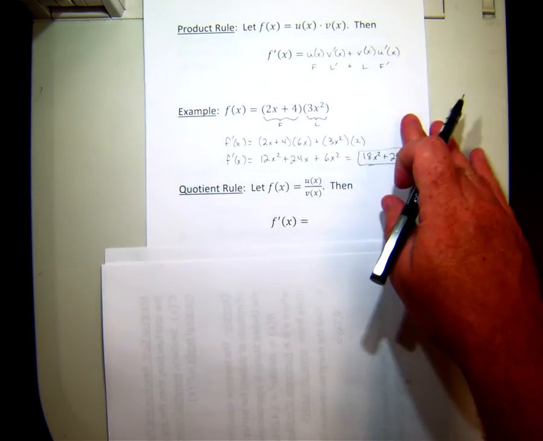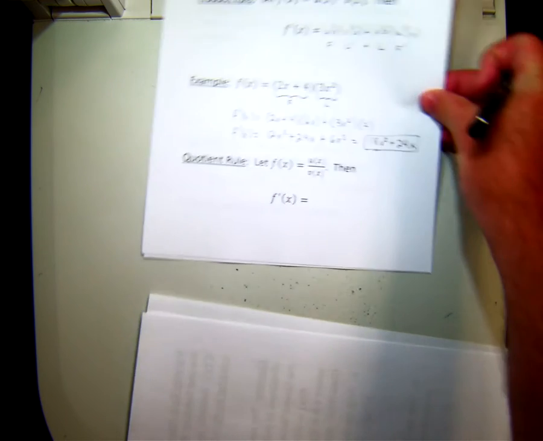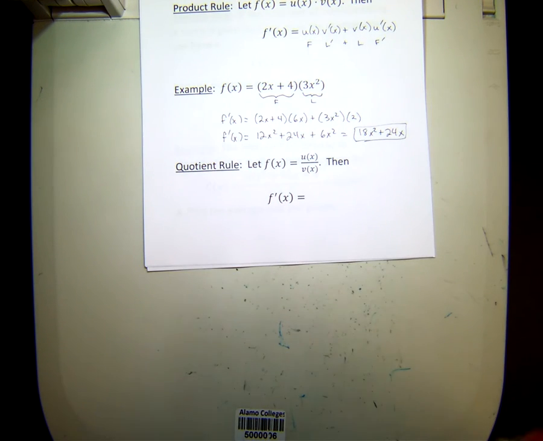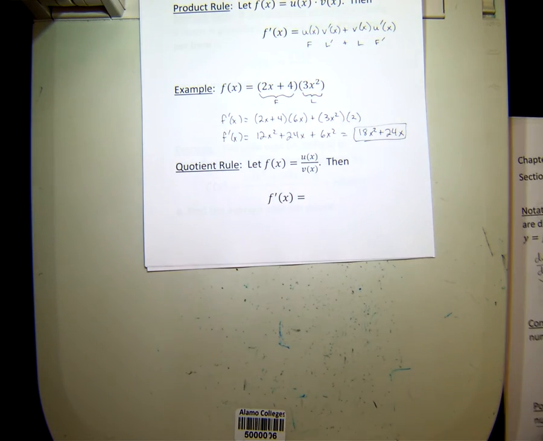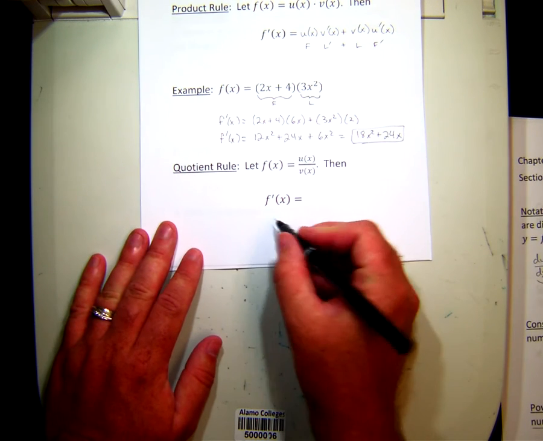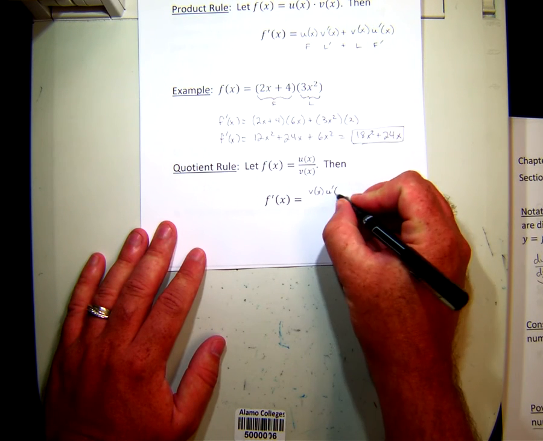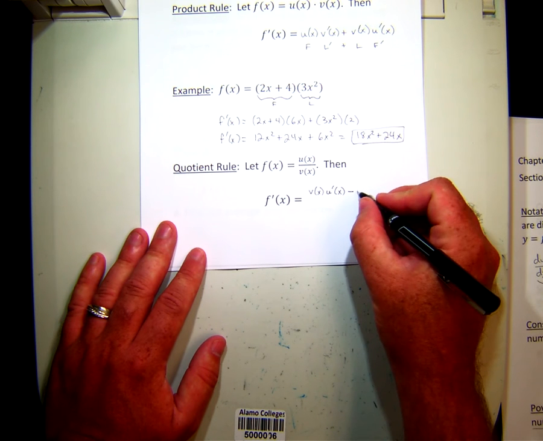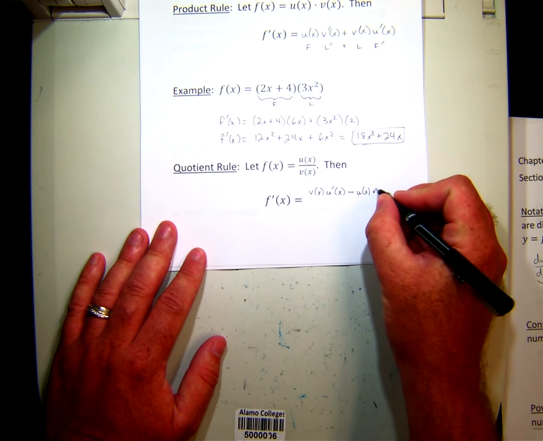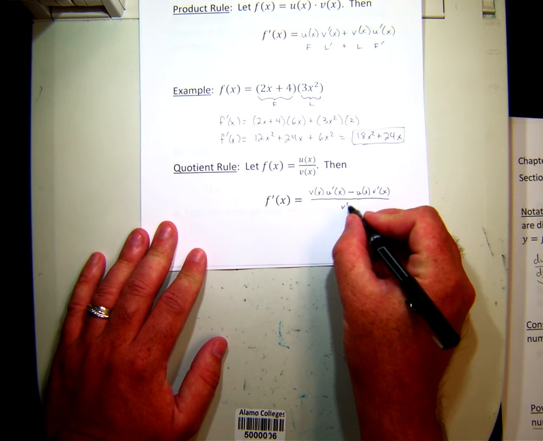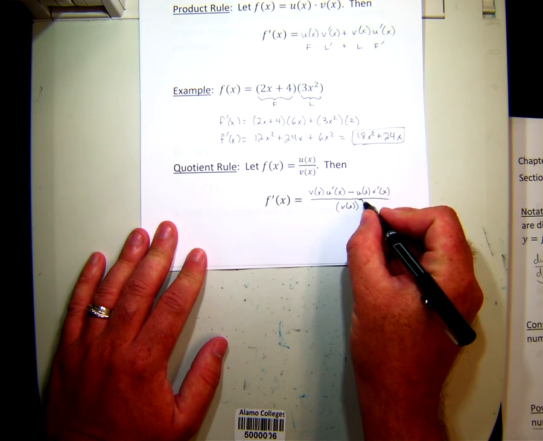Related to the product rule is the quotient rule. But of course, quotient means division. So this is when you're dividing two functions. Let f of x equal u of x divided by v of x. Then your derivative is v of x times the derivative of u of x minus u of x times the derivative of v of x, all divided by v of x squared.